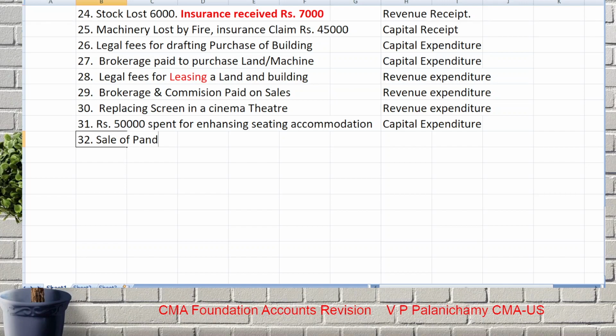Sale of plant, property and equipment. Capital receipt. Sale of plant or property or equipment becomes what? Capital receipt. Okay. Next.